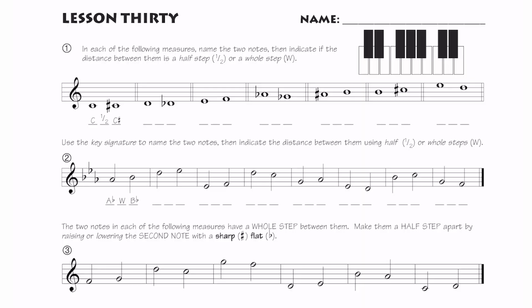In lesson 30 of 5-Minute Theory, we're going to reinforce what we know about whole steps and half steps. Then we're going to use that to build a new scale called a chromatic scale. So let's start off at the top of the page by writing our name in.